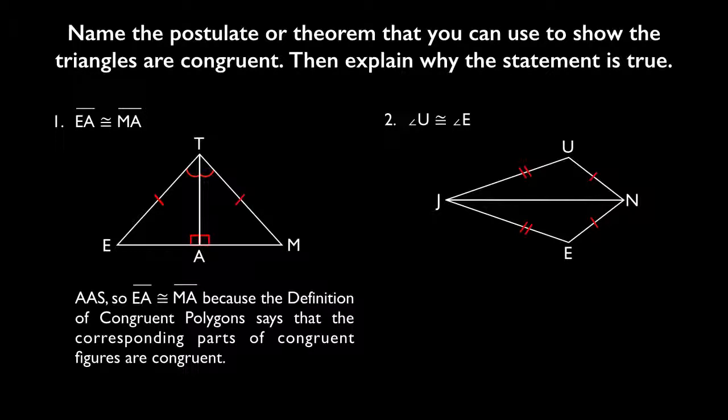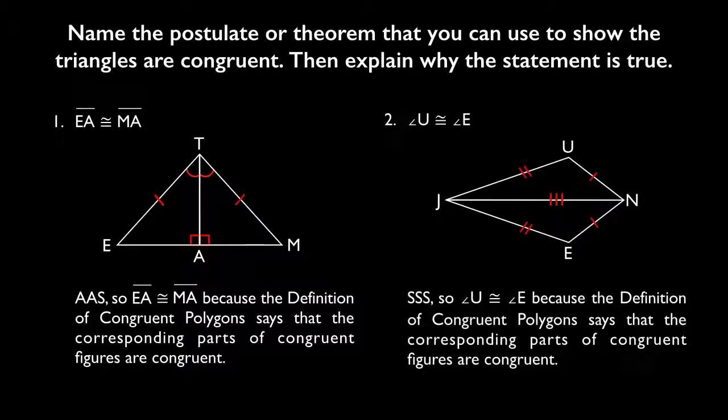Number two, we need to prove that angle U is congruent to angle E. In the figure, we're given two pairs of congruent sides. Well, segment JN is congruent to itself by the reflexive property of congruence, so the triangles are congruent by side-side-side. If the triangles are congruent, then their corresponding parts, in this case angle U and angle E, are also congruent. Do you see the pattern? We'll just keep doing that.